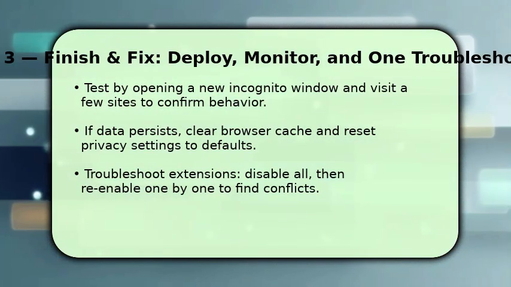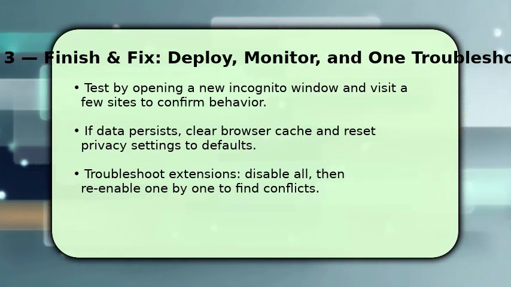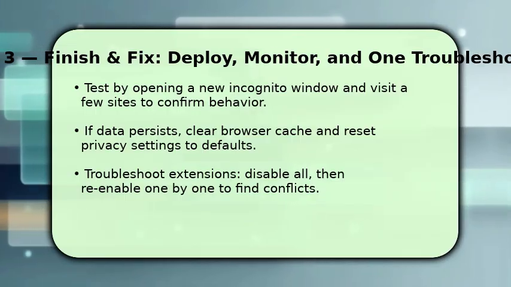Finish by opening a new private window and testing the settings. Visit a site and close the window to confirm data is not retained. If you still see history or saved data, clear cache and cookies, then reset privacy settings to defaults and repeat the test.